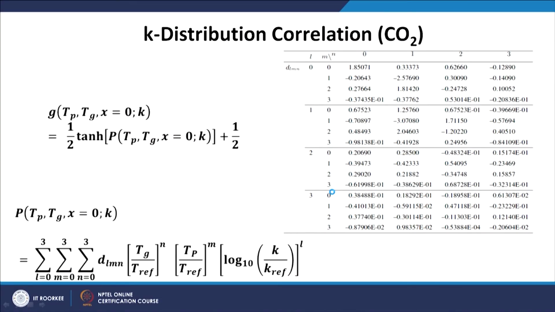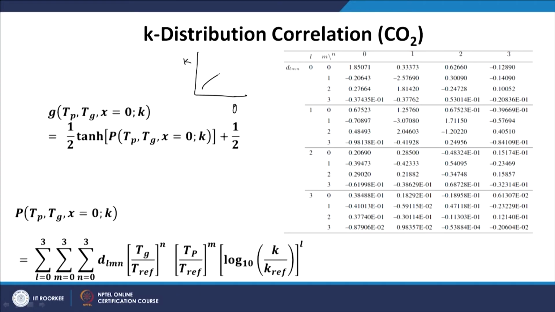You will have to apply the mathematics that I have developed here to generate k distribution from raw absorption spectrum. On the other hand, you can use correlations to generate k distribution. The k distribution correlations have been developed. For example, for CO2 you can find out the value of g for any value of k. So, we may have a k versus g curve and this may look like this. For any value of k, you can find the value of g using this relation. This is the correlation that has been given for gases like CO2 and H2O.